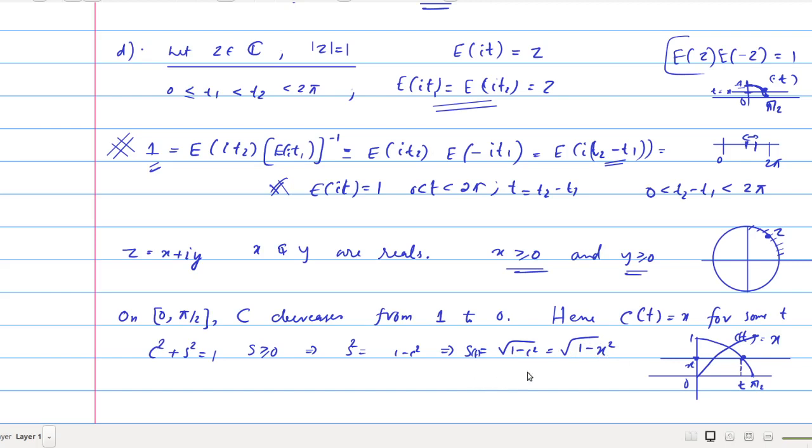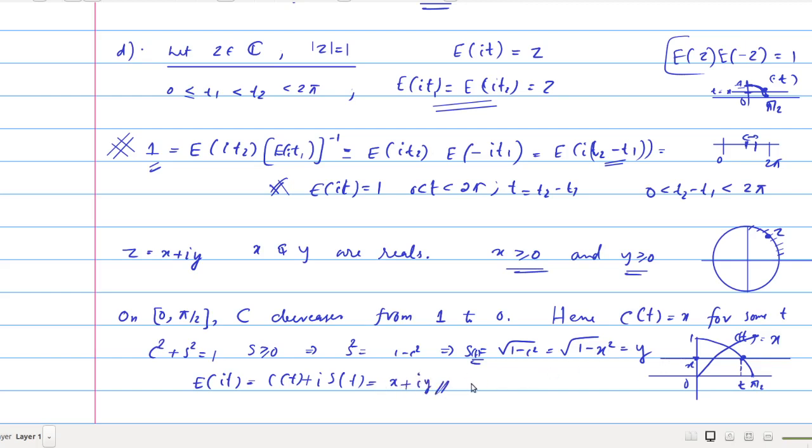Since s is positive here, we can get e to the i t corresponding to this t. We know that e to the i t is equal to c of t plus i s of t. What is c of t? c of t is x, and we put this value as y. So this will be x plus i y.